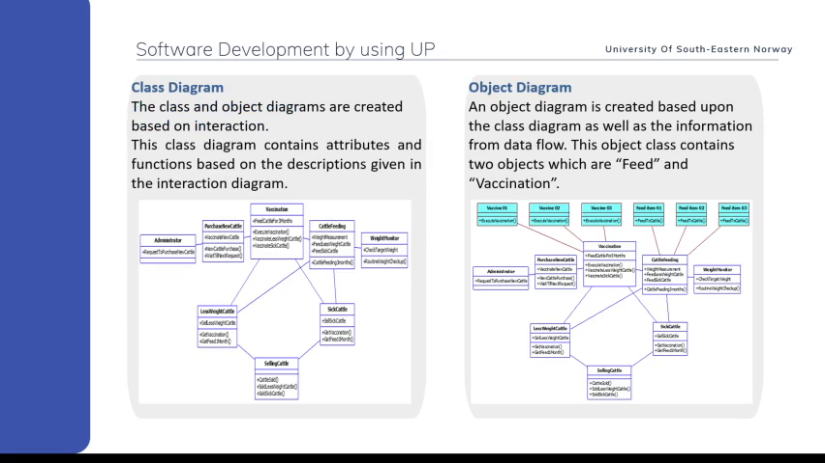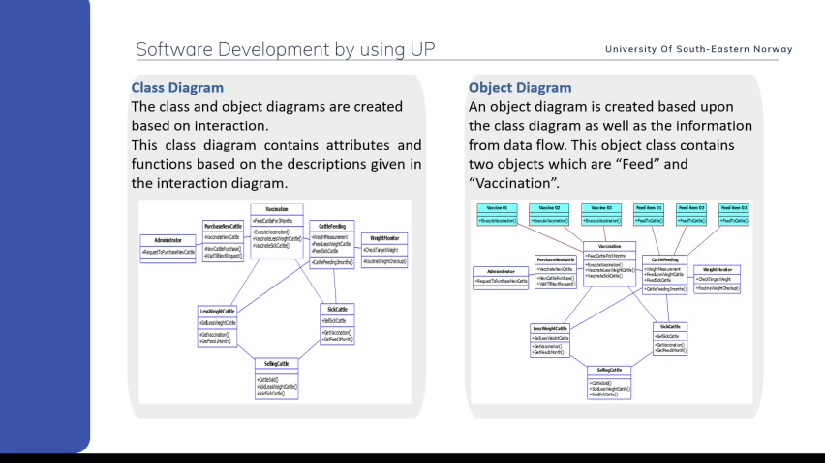And this is the last part of the software development. This is a class diagram and object diagram. The class and object diagrams are created based on the interaction diagram. The class diagram basically contains the static information, whereas the interaction diagram mostly focuses on behavior over time.